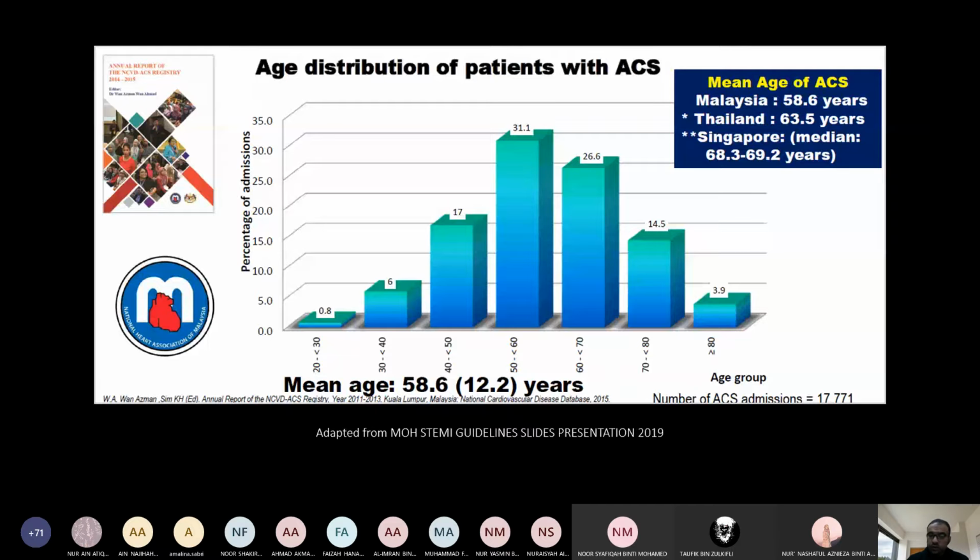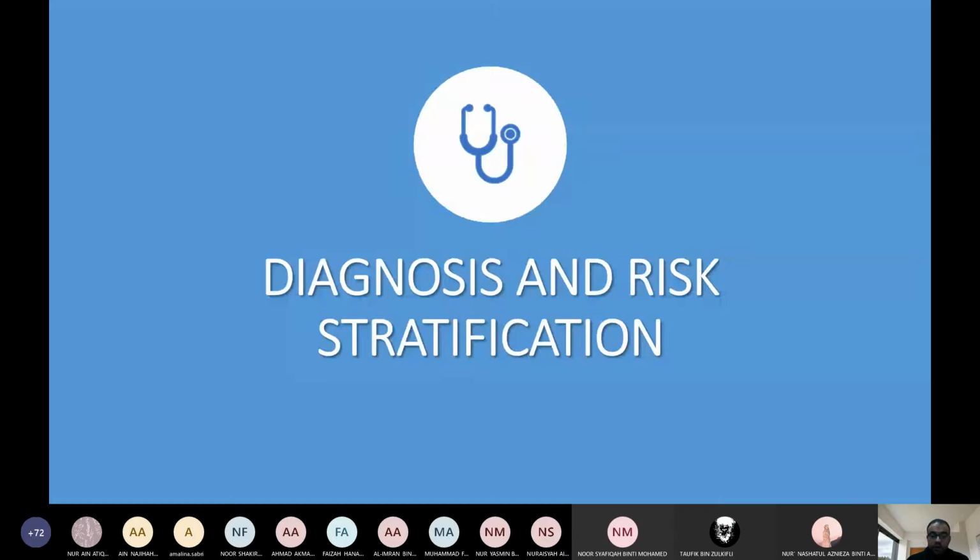One of the points that we also need to understand is that relatively, the incidence of ACS in Malaysia is affecting a younger population compared to similar countries in Southeast Asia and Asia. The mean age of ACS patients in Malaysia is about 58.6. Thailand is 63, and Singapore, you can see the figure, 68 and above. So it relatively affects a younger population compared to others. So this is all regarding the introduction.